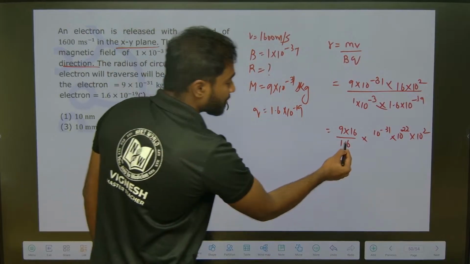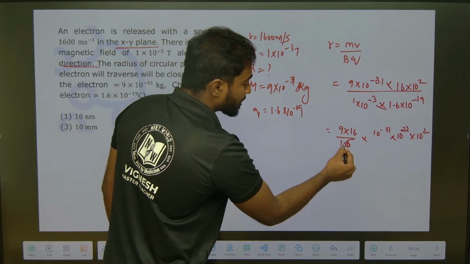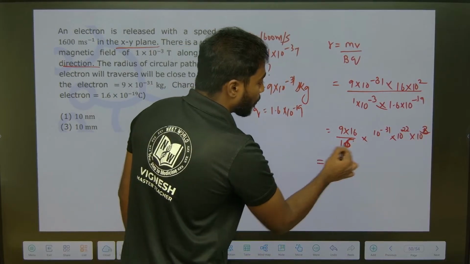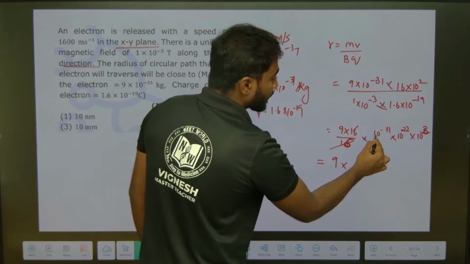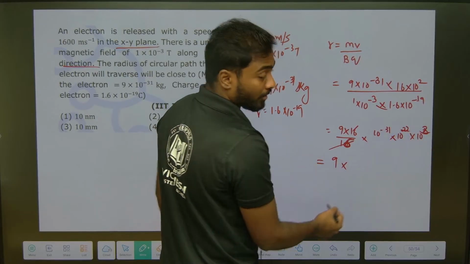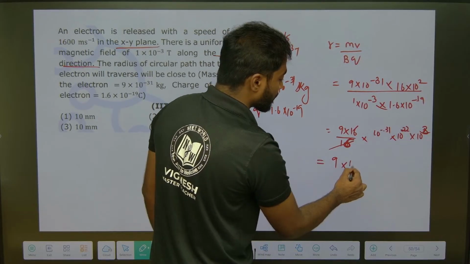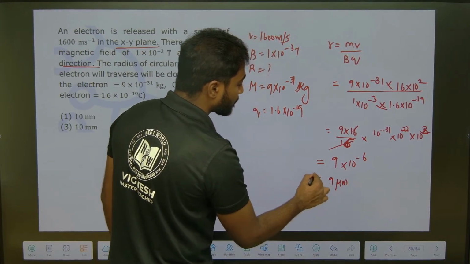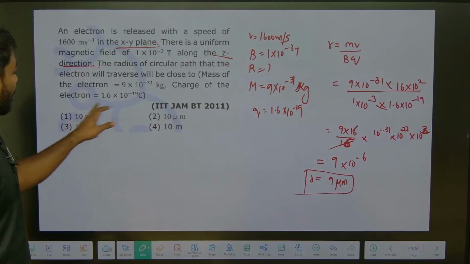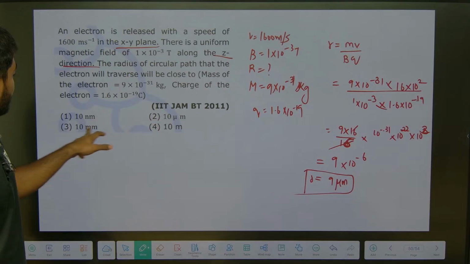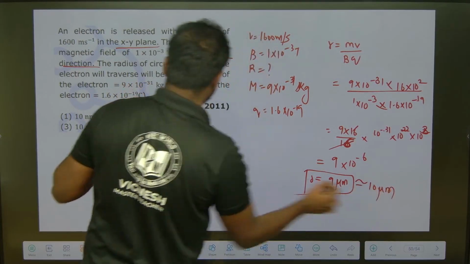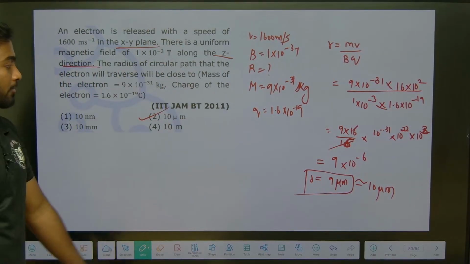And this I can take as 16, and I'll add one more 0 here. So 9 into 10 power minus 31 plus 25 is 10 power minus 6. So it is 9 micrometer. That's the answer. The options are given as 10, 10, 10, 10. We can take approximately 10 micrometer, so option B is the answer for this question.